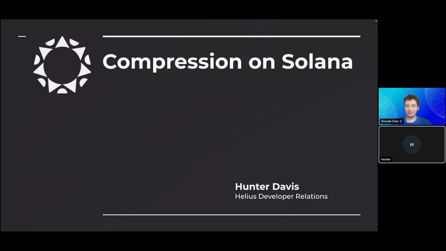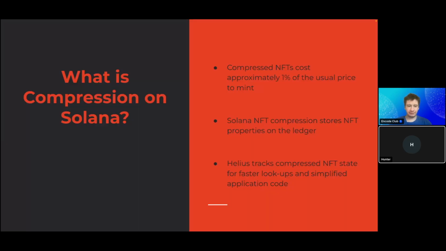So let's get into what compression on Solana is. Compressed NFTs cost approximately 1% of the usual price to mint. That's essentially because they don't have to be stored in a regular token account, so they're not taking up that 0.01 SOL to mint or transact with. It's all stored on a Merkle tree, so it's all still stored on the Solana ledger. The idea of it being all off chain isn't really realistic or true. Helius's part of this is that we're tracking and indexing all of the Merkle trees and compressed assets, so we're able to retrieve them whenever developers want to call them. If you want to interact with them or transfer them, you're able to based off of that.